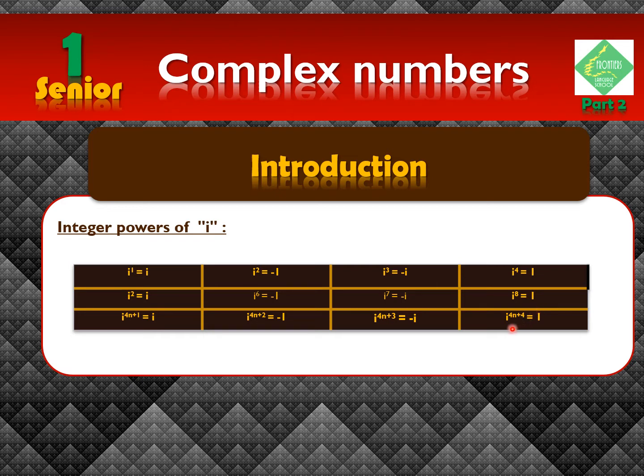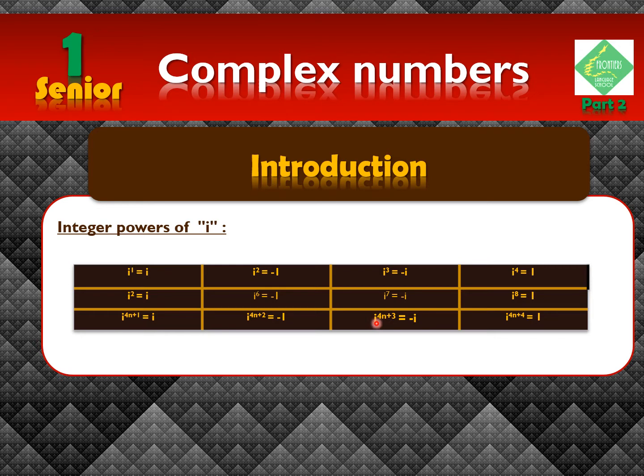What about I power 4n plus 4? I power 4n plus 4 is composed of I power 4n multiplying by I power 4. I power 4n is a multiple of 4, so it equals 1. What about I power 4? I power 4 also equals 1. So 1 multiplying 1 equals 1.